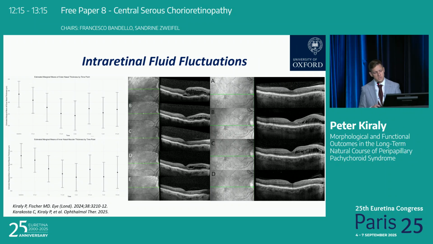We also noticed intraretinal fluid fluctuations in these patients. On the right side, you can see the thickness of the nasal macula. It was thickest at baseline, then it decreased, and then it started to fluctuate a little bit. In the middle, you can see a patient with a follow-up of 3.5 years. At baseline, a lot of fluid, then it resolved, then it came back again, and then it resolved. And another patient on the left side. So we see this intraretinal fluid fluctuation with a waxing and waning natural course, similar to what you can see with CSR patients. But in CSR patients, subretinal fluid fluctuates, while in PPS patients, intraretinal fluid fluctuates.